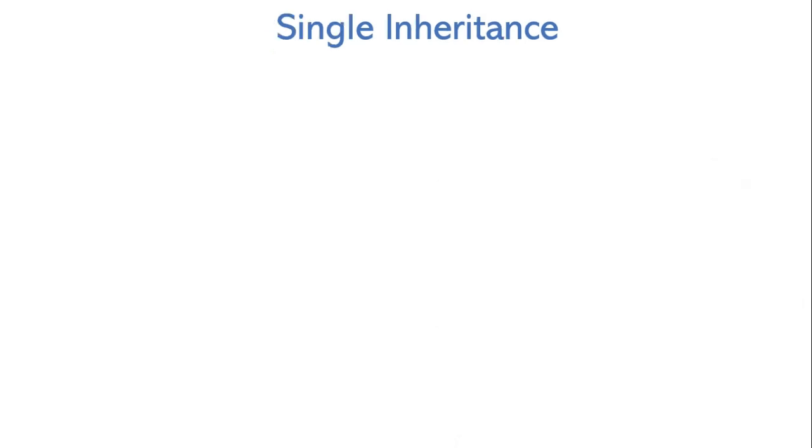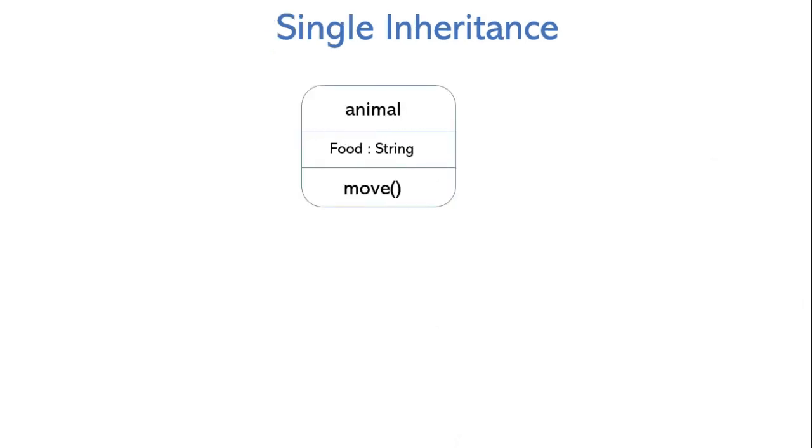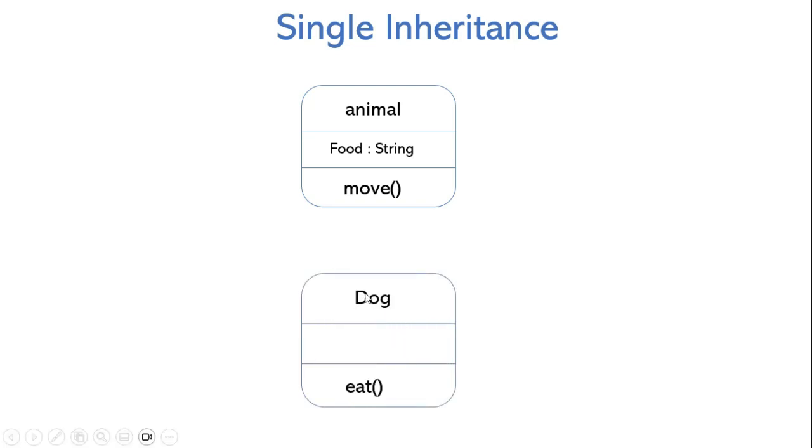In single inheritance, we have one class extended by another class. In this case, we have the dog class that extends the animal class. So the dog is the child class and the animal is the parent class. Let's see it in Java.